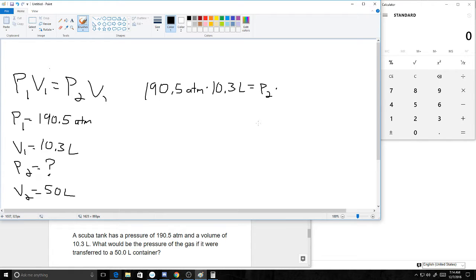If you want to do the algebra and make that your X, that's fine as well. And that's times V2, which is 50 liters. So now I've got 190.5 times 10.3 equals P2 times 50 liters. Now in algebra, how would you get P2 by itself if it's being multiplied by 50 liters? You do the opposite. And what you do to one side, you do to the other. So on both sides, we need to divide by 50 liters.